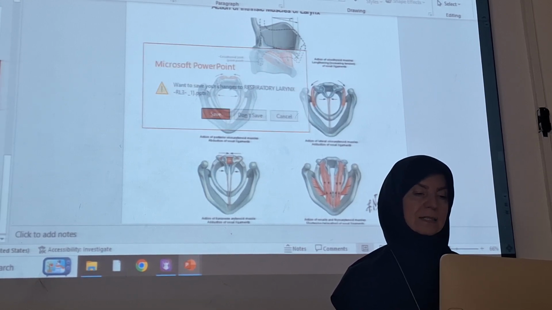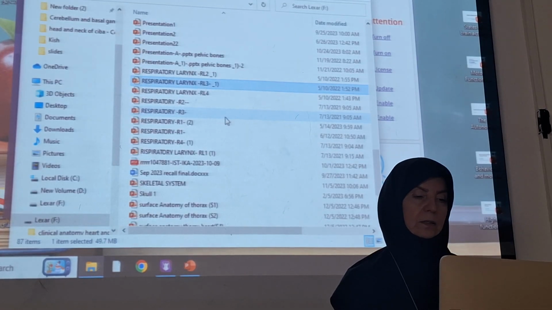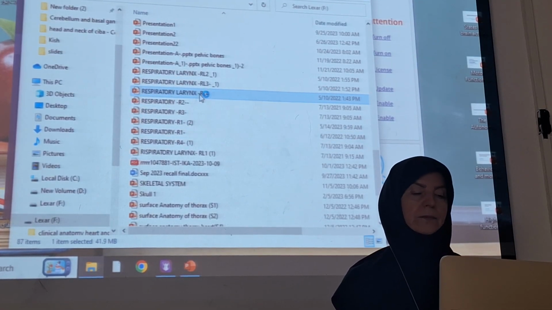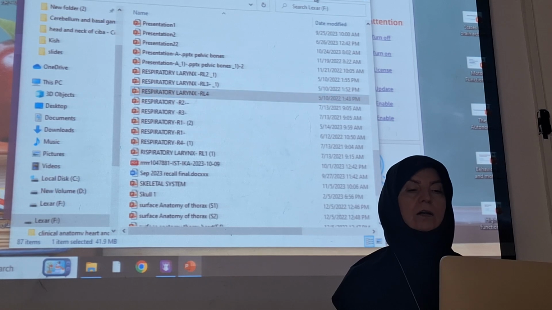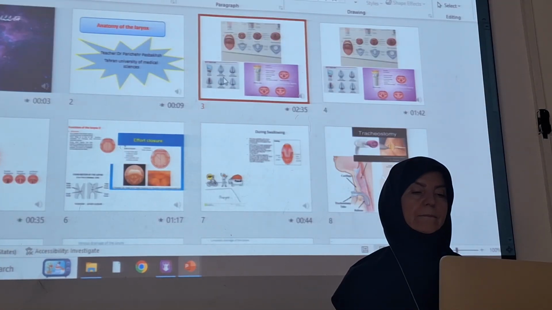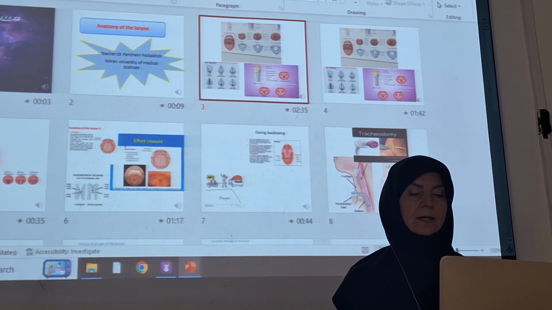And the last slide about the larynx, where the anatomy of the larynx finishes, is visible here.